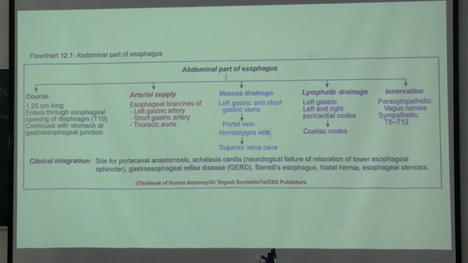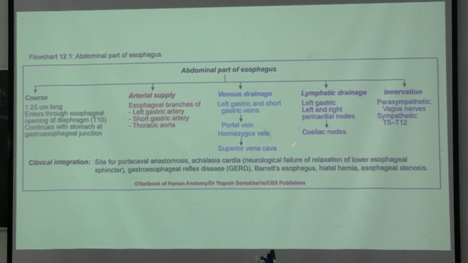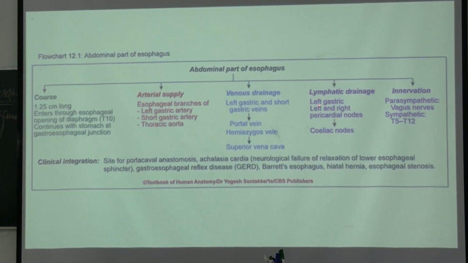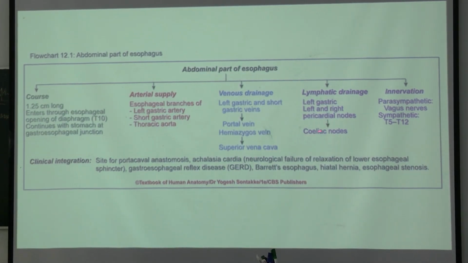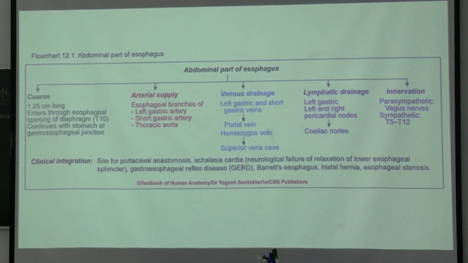Venous drainage: left gastric and short gastric veins, portal vein, hemiazygos vein, superior vena cava. Lymphatic drainage: left gastric, left and right pericardial nodes and celiac nodes. Innervation: parasympathetic vagus nerve, sympathetic T5 to T12.